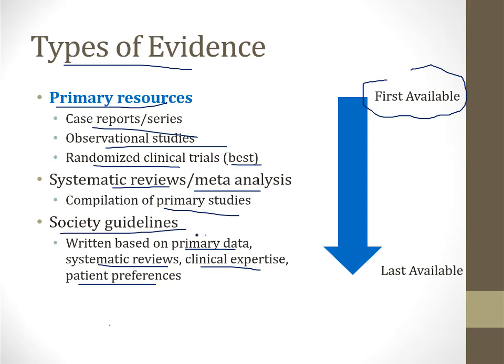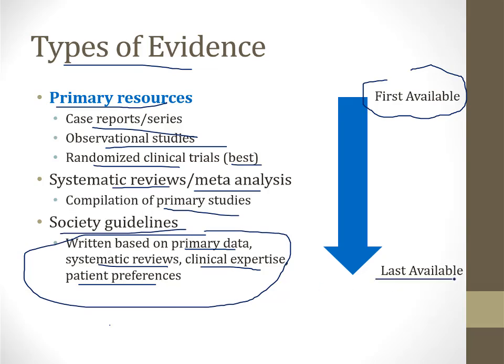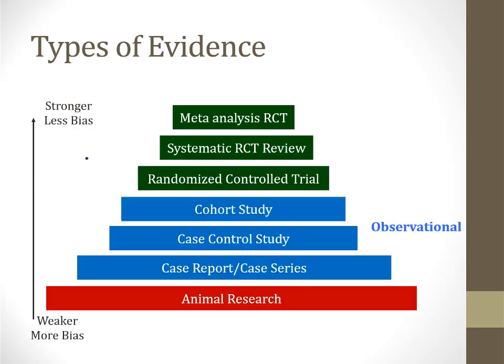This is based on all of these elements here that were around for a long time before the guidelines were written, and the guidelines, therefore, are usually the last available type of evidence to come on the scene. You can also rank evidence from that which is weaker and is more likely to be biased to that which is stronger and less likely to be biased.